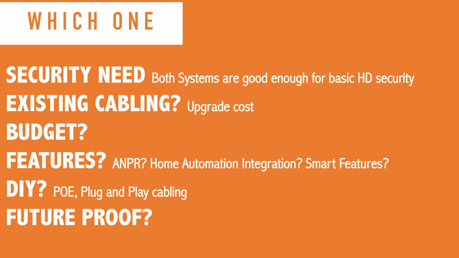What sort of features are you looking for? Do you require number plate capturing or home automation integration or any other smart features? In which case you might want to start looking at an IP system. Are you looking to fit this yourself? Is this a DIY project? If so, have a look at both options. Most of the time, if you're getting a good deal, I guess that's going to be one of your major factors. But you might want to run that past some of the features above just to make sure you're not missing out on anything. And finally, are you looking to future-proof your system?